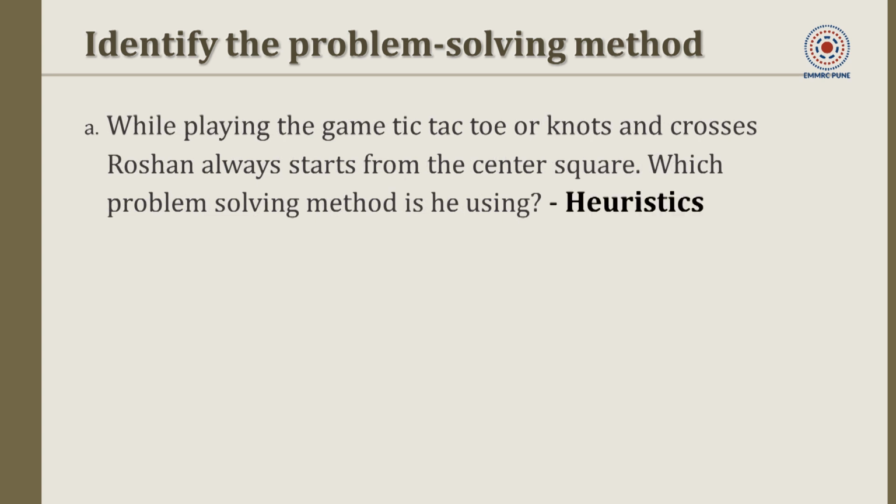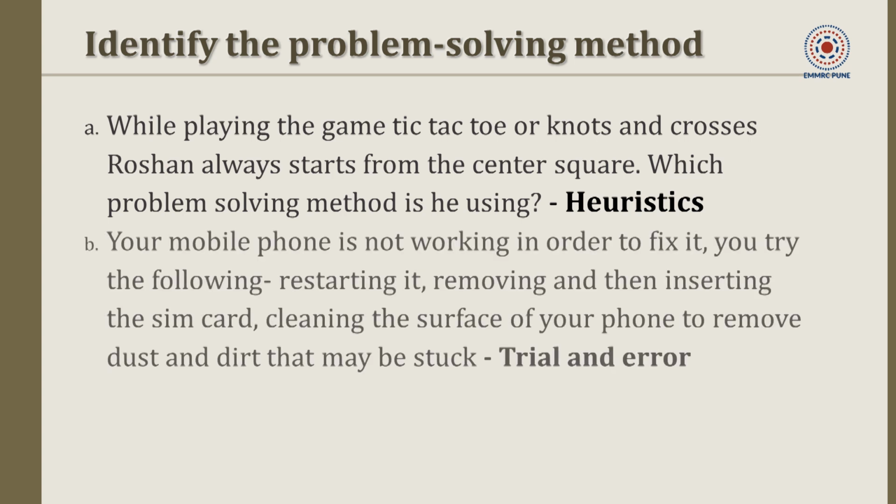A. Heuristics. Roshan's first move in the game is by beginning from the center square. This is a strategy that most of the time results in him winning, but it does not always lead to success. This strategy can be thought of as a rule of thumb. B. Trial and error. When we do not know what response will solve the problem, we keep trying different solutions with the hope that one will work.